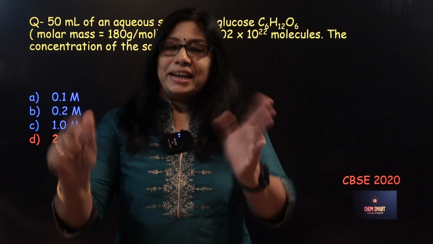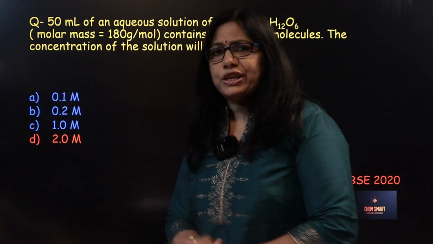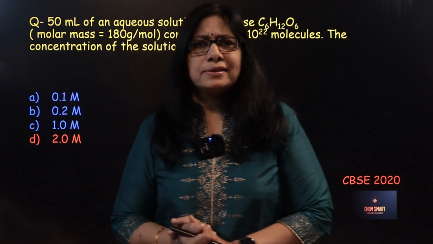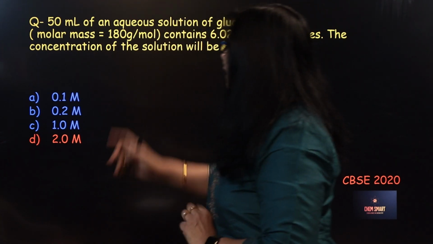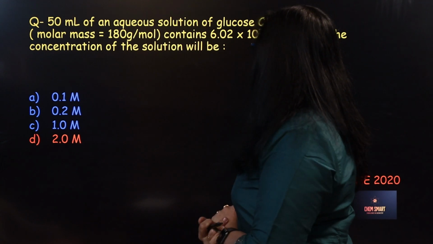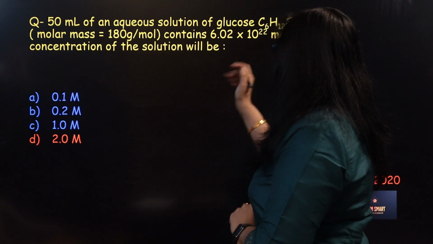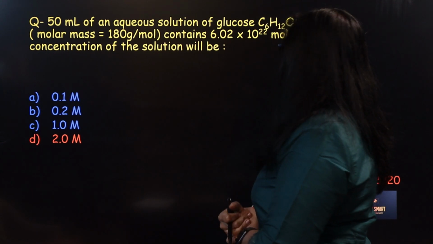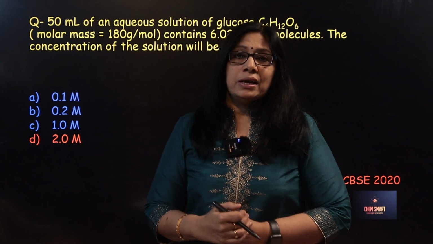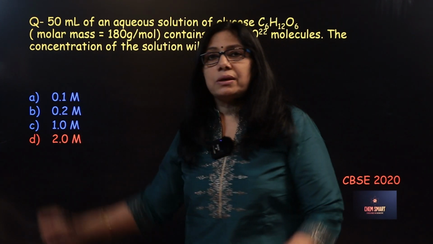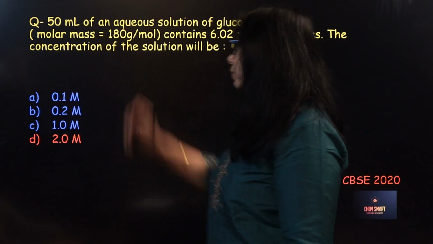Now the next question is another numerical question, but simple. It is an MCQ, but some students lost marks this year for this question. Let's see. 50 ml of an aqueous solution of glucose, molar mass 180 grams per mole, contains 6.02 into 10 raised to 22 molecules. The concentration of the solution will be. Here the concentration unit used is capital M, molarity. So we have to calculate the molarity of the solution.